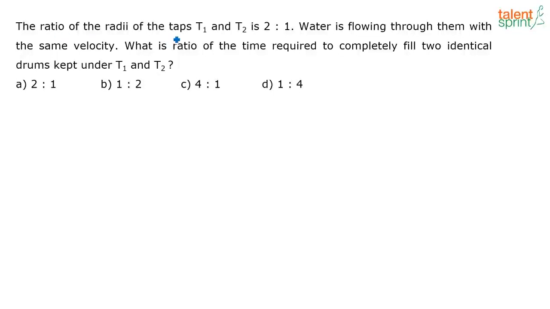The ratio of the radii of two taps T1 and T2 is 2:1. Water is flowing through them with the same velocity. What is the ratio of the time required to completely fill two identical drums kept under T1 and T2?